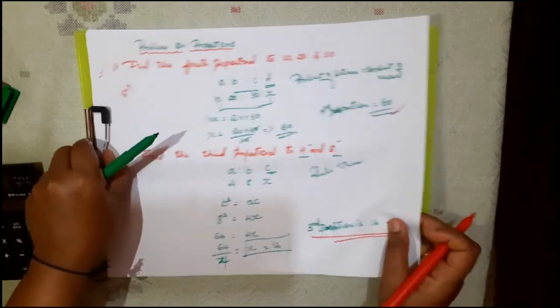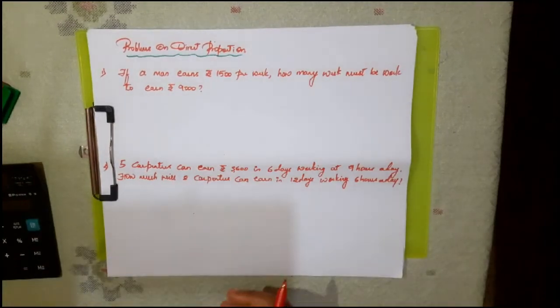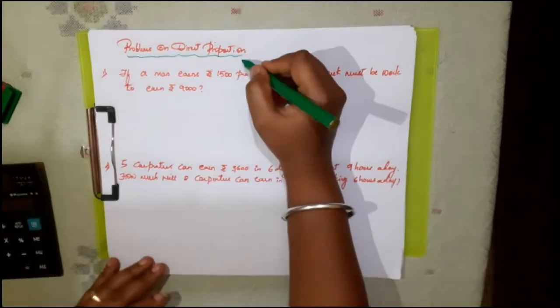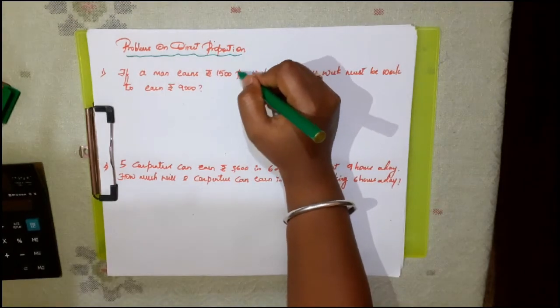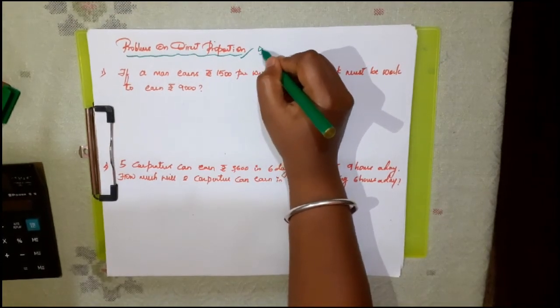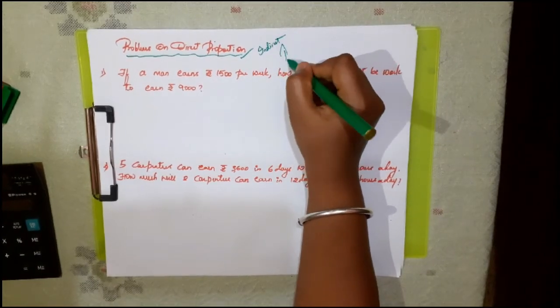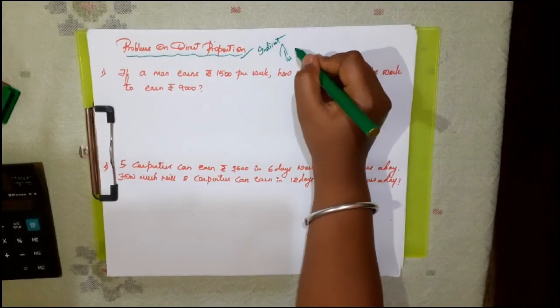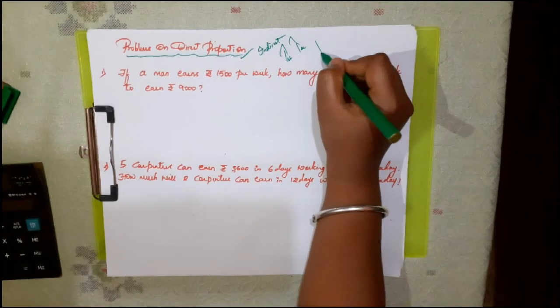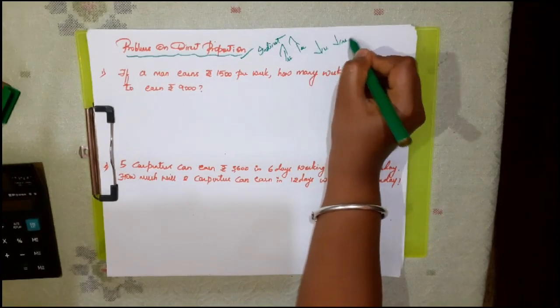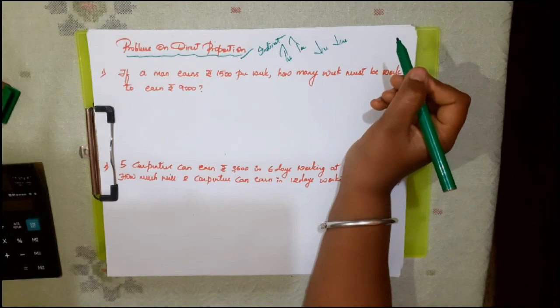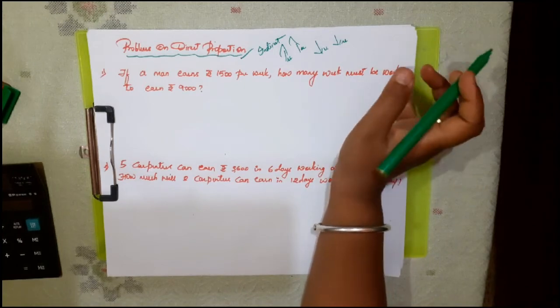So let us move on to the next kind of sums, that is problems on direct proportion. See, for problems on direct proportion, identifying whether the sum is based on direct or indirect proportion is very important. I told you, if an increase in the value of one item leads to an increase of the other also, and a decrease leads to a decrease, then such kind of proportion is termed a direct proportion.